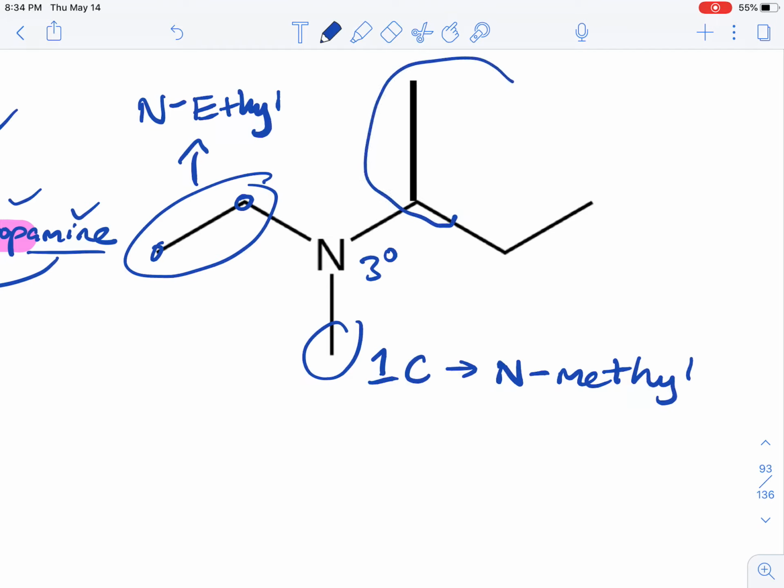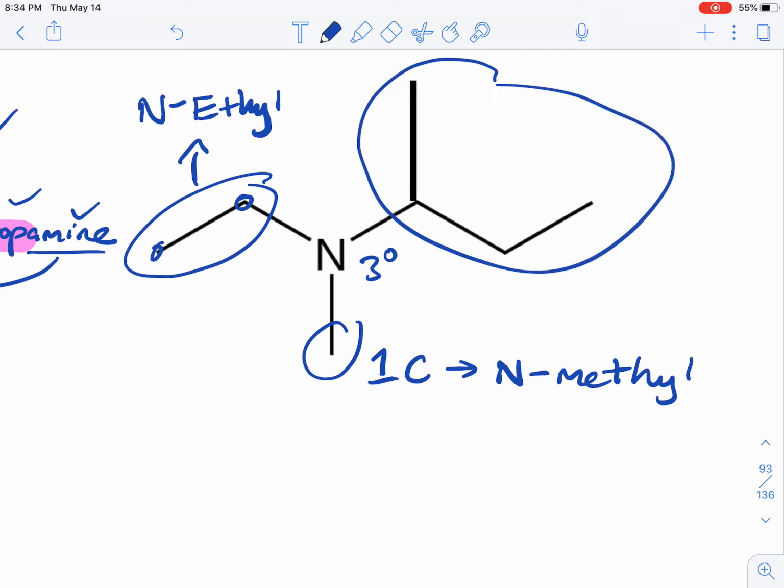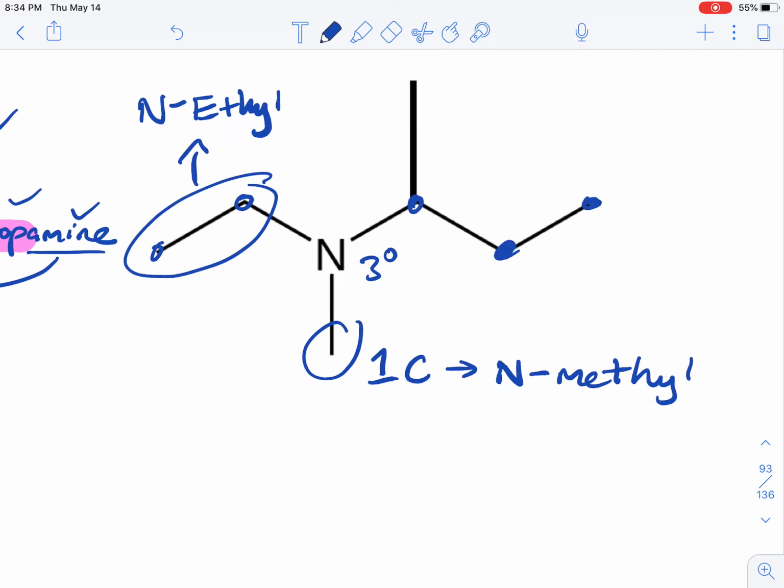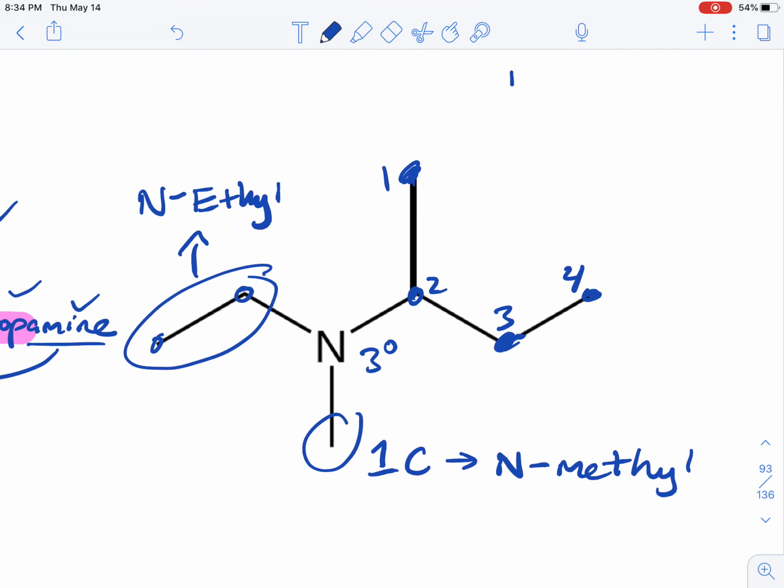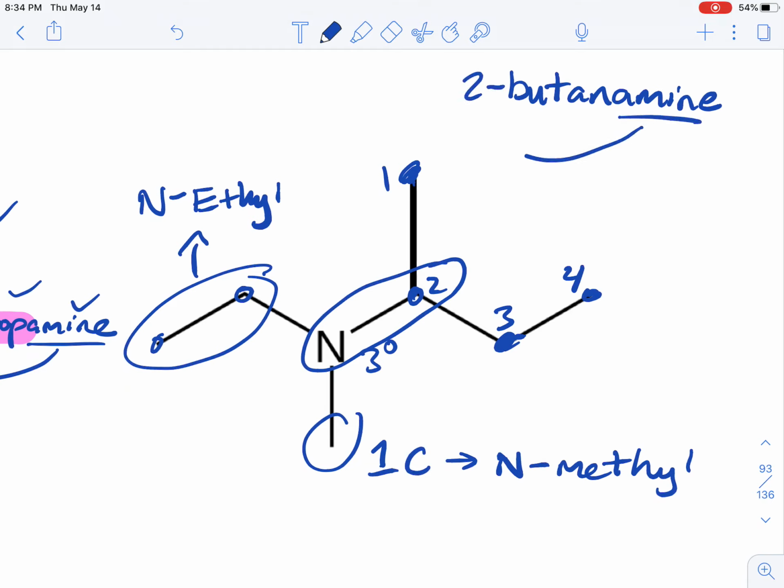And this is going to be my longest carbon chain. And so here I have 1, 2, 3 carbons. Actually, 4 carbons: 1, 2, 3, 4. And so since I have a 4-carbon chain, this is going to be butanamine. And it looks like the nitrogen is bonded to the 2nd carbon. So I need to put 2 in front of butan to indicate that the amine is on carbon number 2.